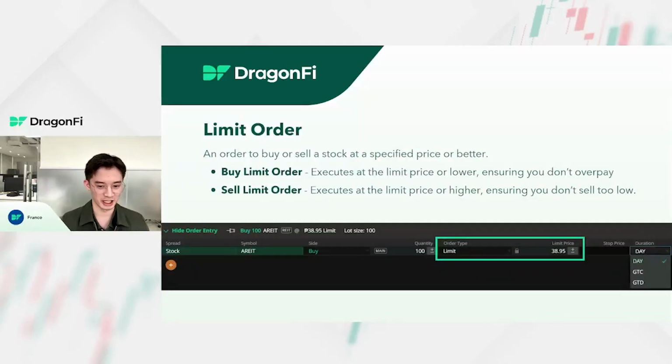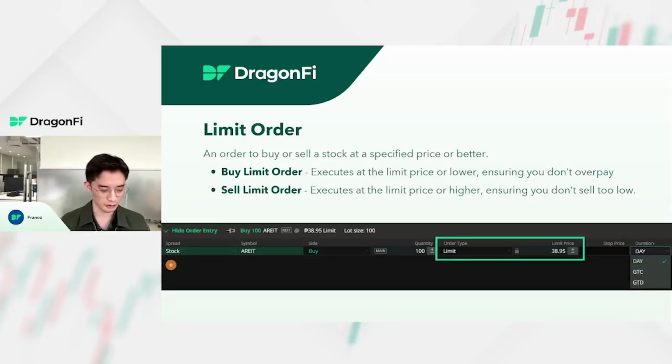So the first one is what we call a limit order. The most common order type that you can make here. So basically how it works is that a limit order is an order that allows you to buy or sell a stock at a specified price or better. So there are two types. You can set a buy limit order, which executes only at the limit price or lower. It's used when you want to buy a stock at a specific price without overpaying. And then the other one is what we call a sell limit order. It executes only at the limit price or higher, used when you want to sell a stock at a specific price without selling it too low.